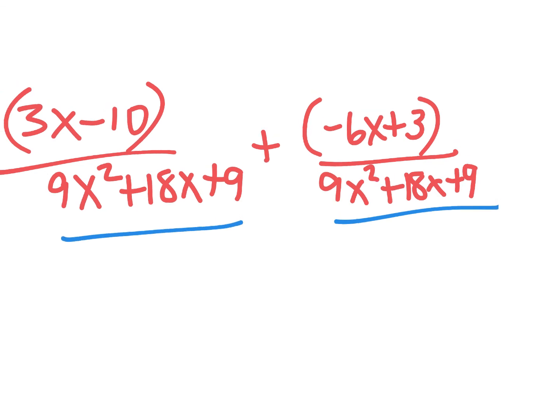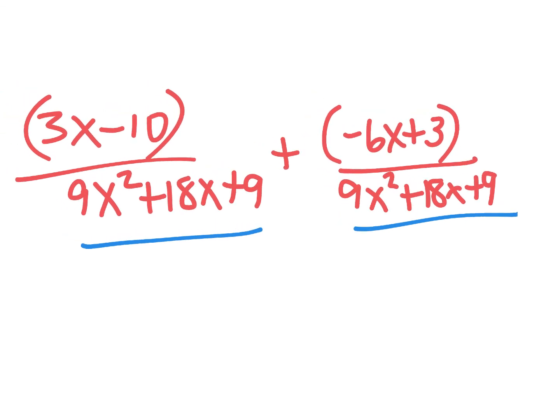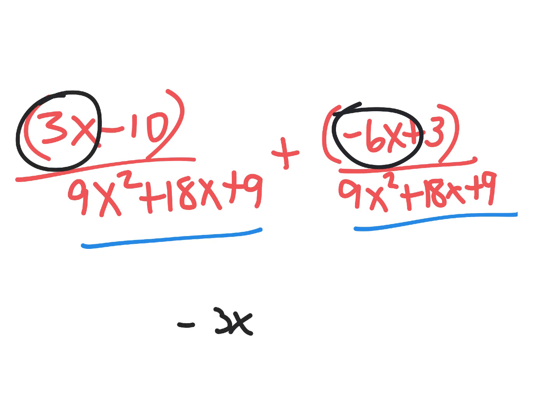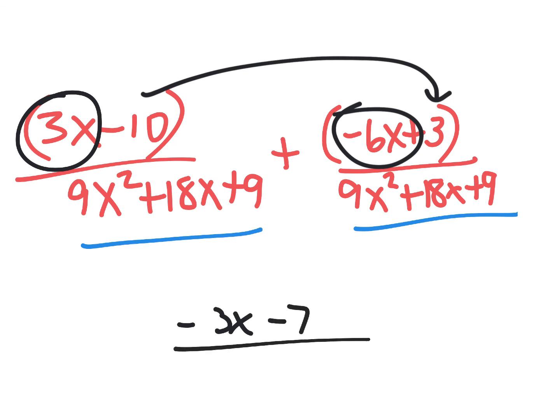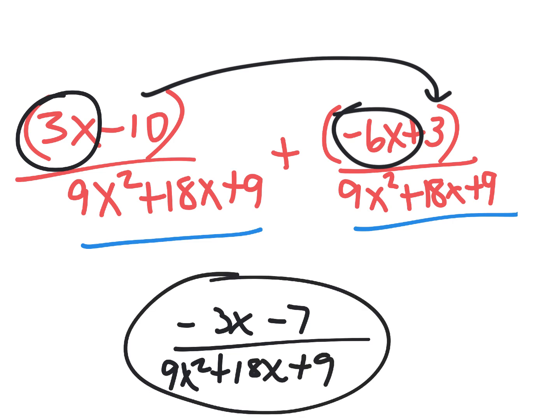So final answer for the first one. Negative 6x, positive 3x makes negative 3x. Negative 10, positive 3, minus 7. Over 9x squared plus 18x plus 9. Can anybody verify that? Or did I screw something up? Okay. Seeing kids nodding, it's right. Yay. These are not super easy, I agree.